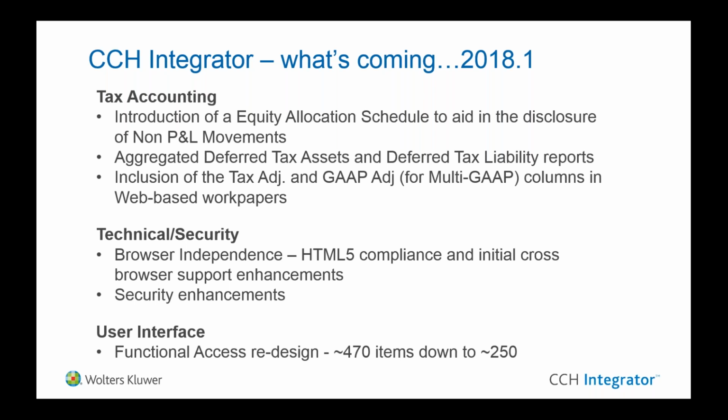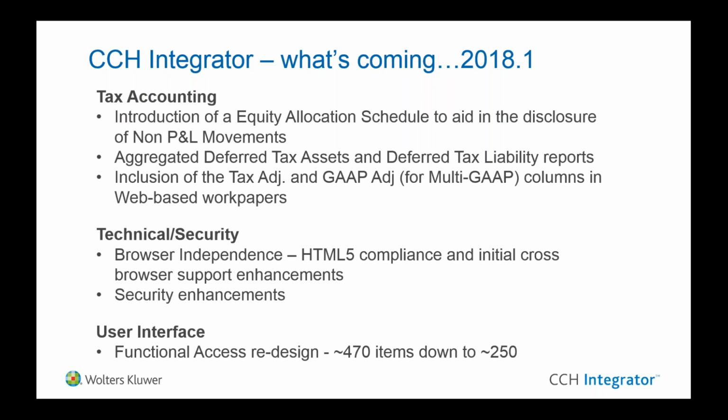We've also got an aggregated DTA and DTL report coming out in 2018.1. Currently, deferred tax asset and deferred tax liability reports are only available on a single entity workbook basis, but we will be bringing through an aggregated deferred tax asset and deferred tax liability report. So clients who have migrated, say, from Tax Integrator across to CCH Integrator will now have those aggregated reports available to them.